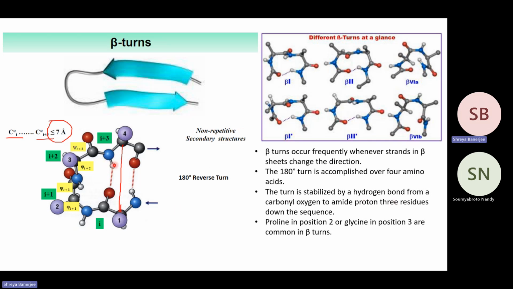And there is hydrogen bonding in the beta turn. As you can see, this CO of I and NH of I+3 are close together. So there is hydrogen bonding. And there can be additional hydrogen bonding also, whenever there is a carbonyl and NH coming close to each other, and these are stabilizing the beta turn. So the three kinds of secondary structures we have seen are the alpha helix, beta sheet, and beta turn.